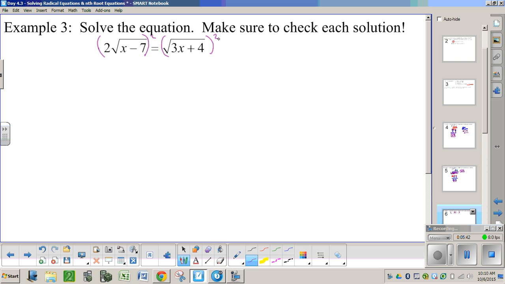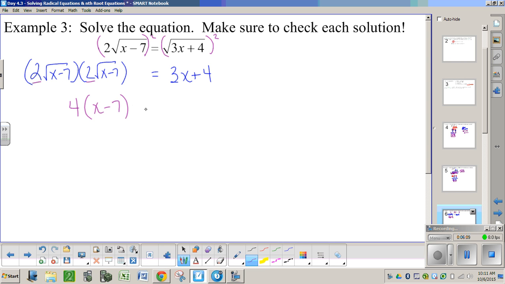Now, if I square the right-hand side of my equation, that one's a little easier. That's just 3x plus 4. If I square the left-hand side, though, that is 2 times the square root of x minus 7 times 2 radical x minus 7. So what I want you to notice is that I had to multiply 2 times 2 here. So this actually technically gives me 4 times the quantity x minus 7, because the square root of x minus 7 times the square root of x minus 7 is simply x minus 7. All right, what do you think my next step's going to be?